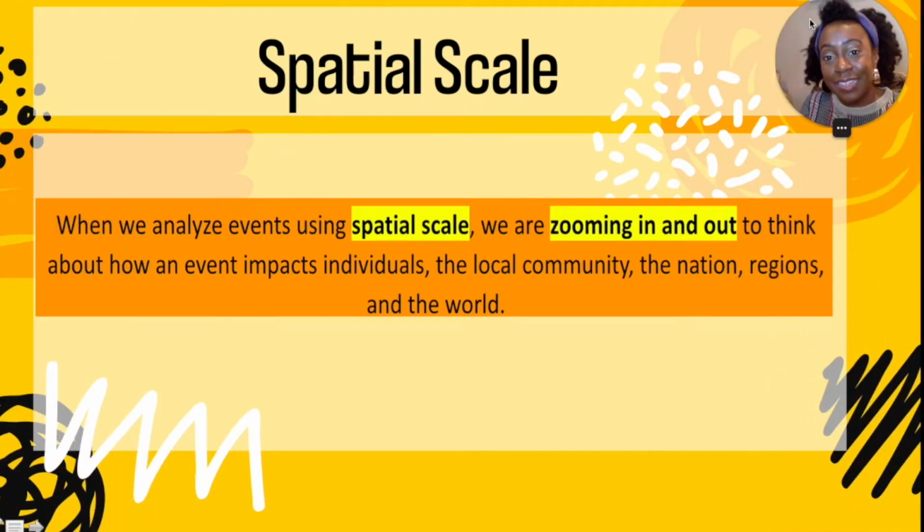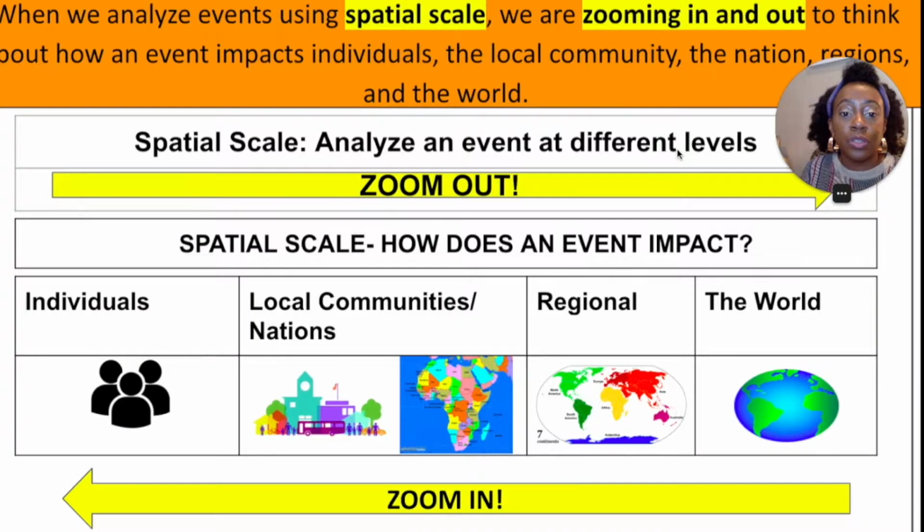When we analyze events using spatial scales, we are zooming in and out to think about how an event impacts individuals, the local community, the nation, region, and world. So some key aspects to remember about spatial scales is we look at how an event impacts individuals, local communities and nations, regional, and the world.